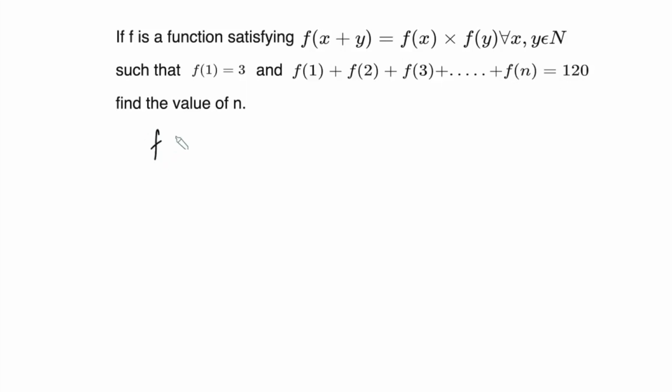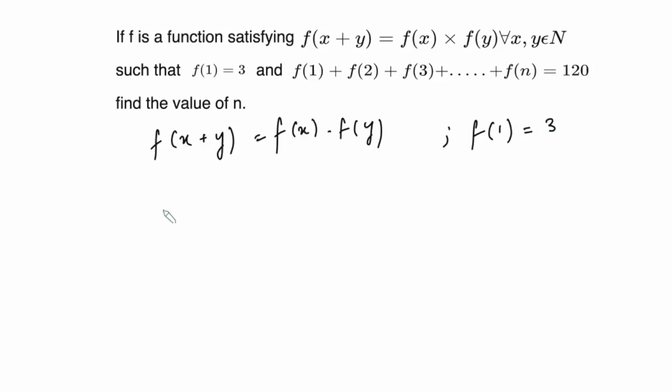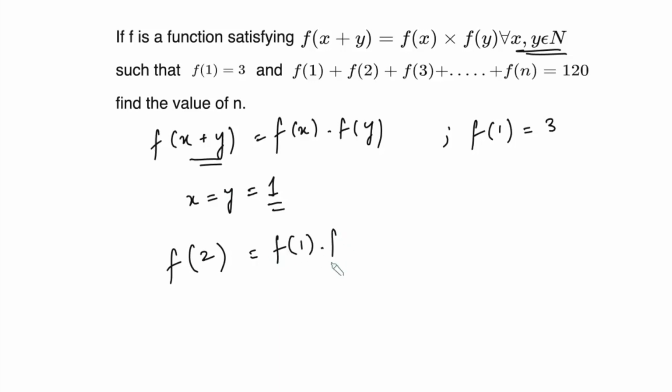Here we are given f of x plus y equals f of x times f of y, and we are also given the value of f of 1, which is 3. If we replace x and y with 1, because x and y belong to natural numbers, so if I start with natural number 1, we get f of 1 plus 1, which is 2, is equal to f of 1 times f of 1. So that is 3 times 3, or 3 square.